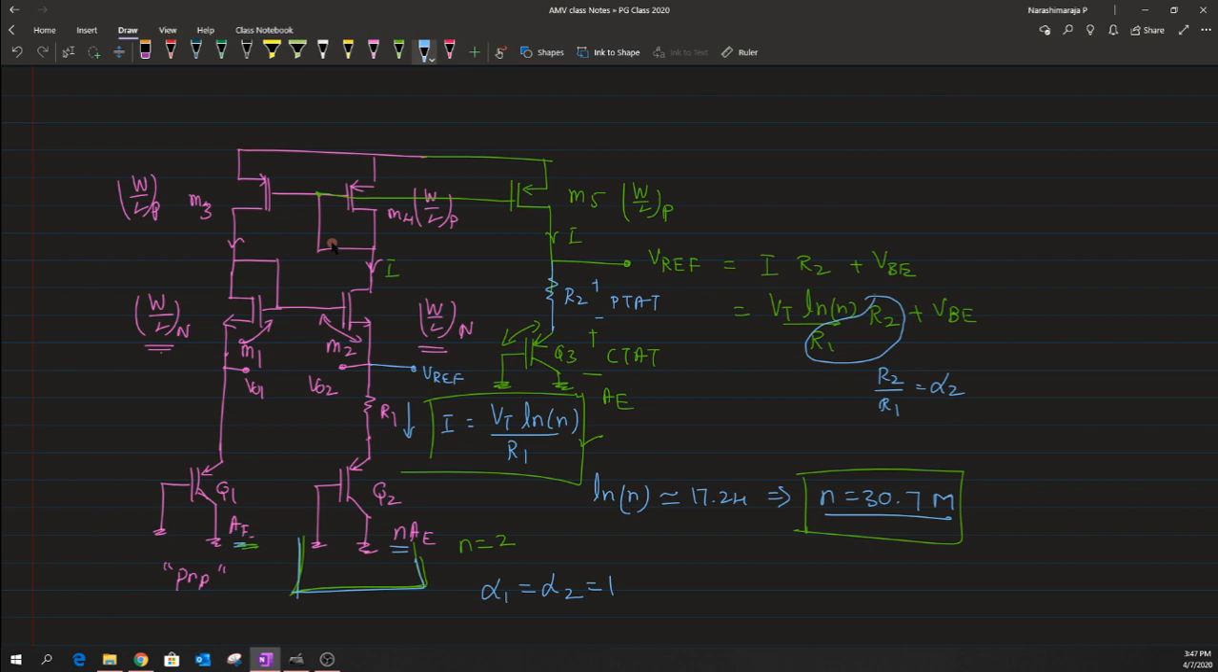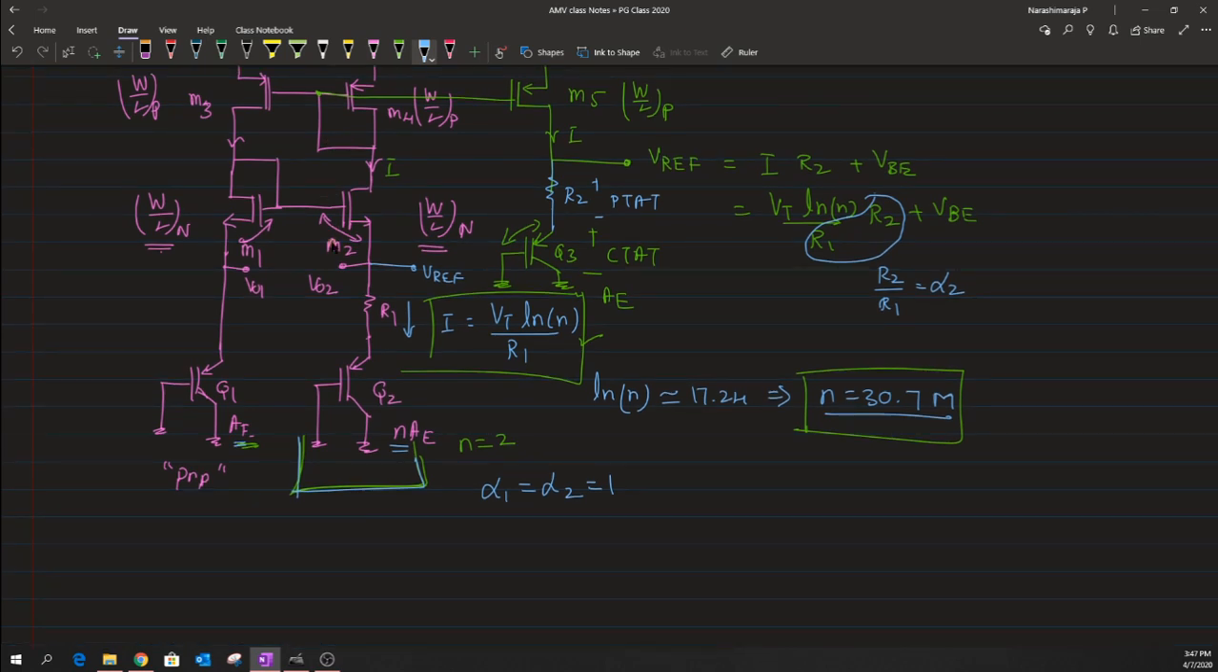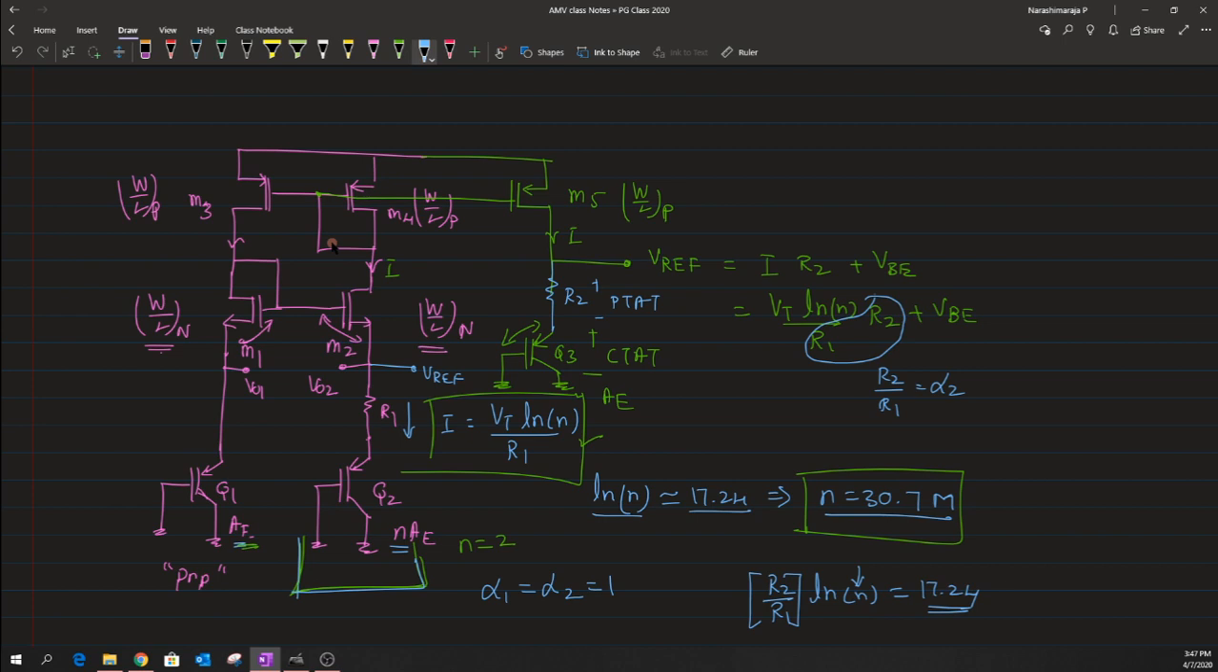So the only requirement is that instead of having just ln of n equal to 17.24, now that we have this combination, R2 by R1 into ln of n should be equal to 17.24. So that one could use a small factor of n, but still work with this ratio in order to create the specific value of 17.24, and that is how the circuit would then work. Hope that it is clear. The added extra circuit has given us this factor of R2 by R1, which could be considered as the alpha 2 factor.